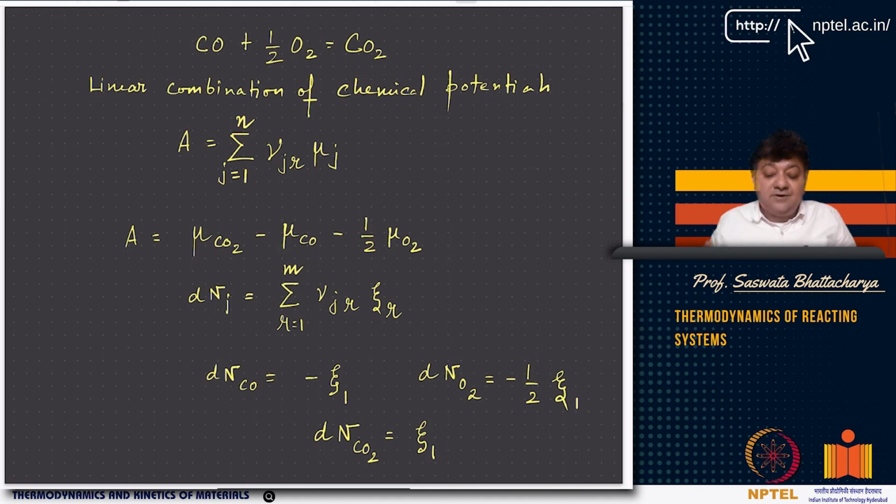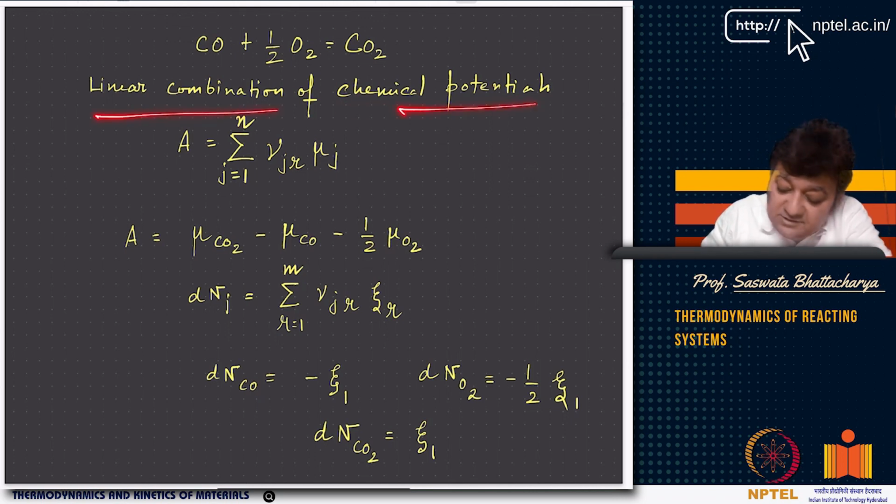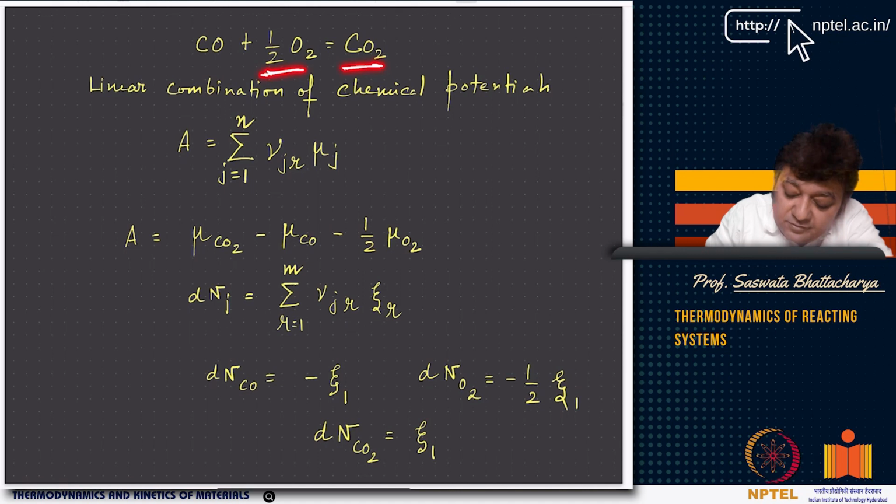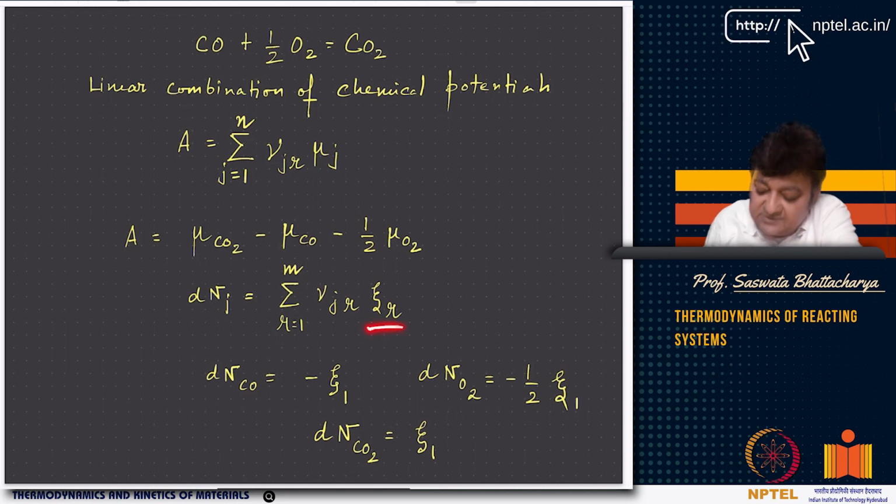Right? And now you look at something called chemical affinity. Affinity is basically a linear combination of chemical potentials, right? A equals the sum of nu_j mu_j, which in this reaction will be mu CO2 minus mu CO minus half mu O2, right? Now if you have A and you have dn_j, which is nu_j times xi_r, where xi_r is the extent of reaction r, right?